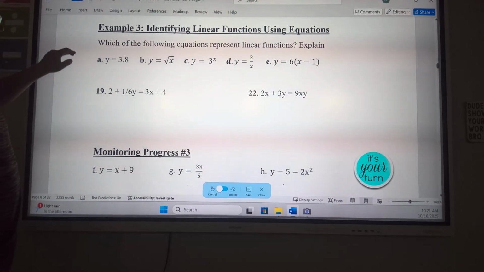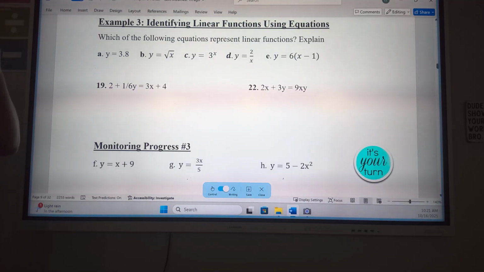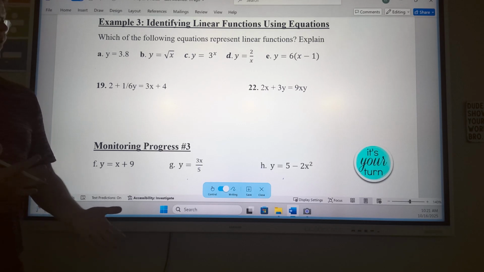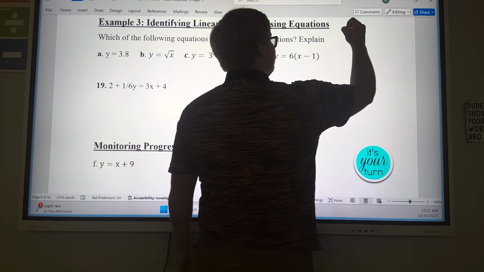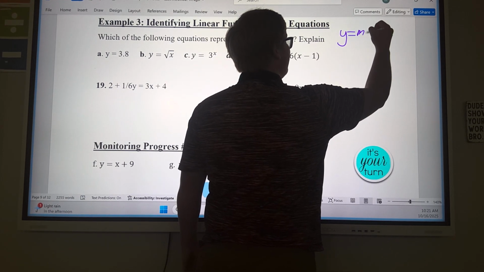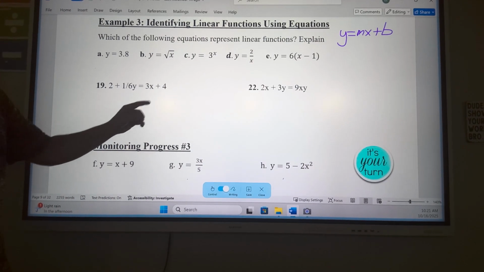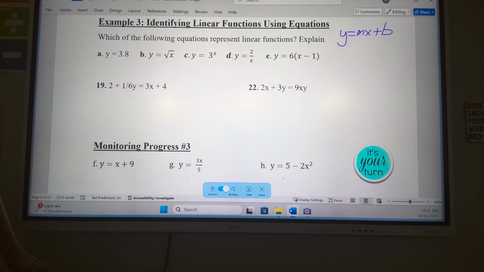Example 3. We are identifying linear functions using equations. Now, in order to see if a linear function is a linear equation, we need to first know what the linear equation is. The standard linear equation is slope-intercept form. If you don't know what slope-intercept form already is, slope-intercept form is y equals mx plus b. So if we have equations that can be put in that form, they are linear. If they cannot be put in that form, they are nonlinear. It's as simple as that.